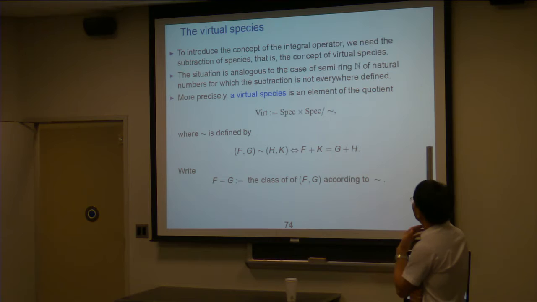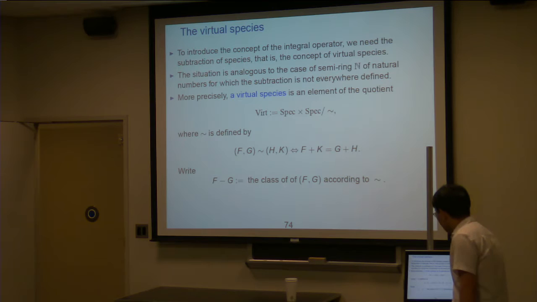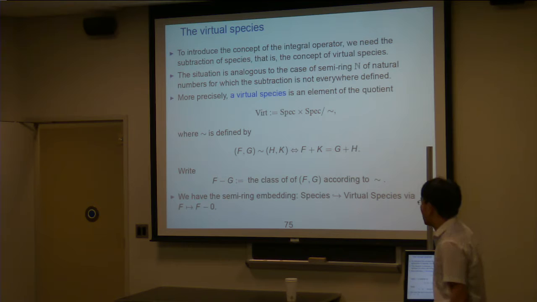You just have to put it in. Absolutely. You just throw it in, the usual way. So it is very natural. We get a semi-ring embedding from species to virtual species.